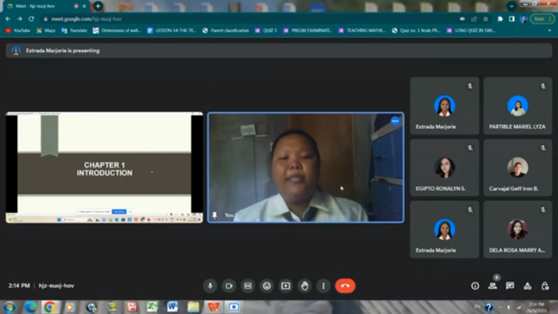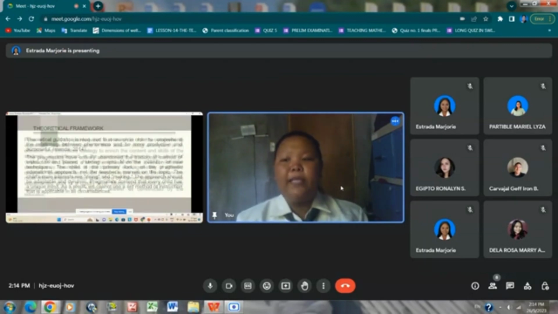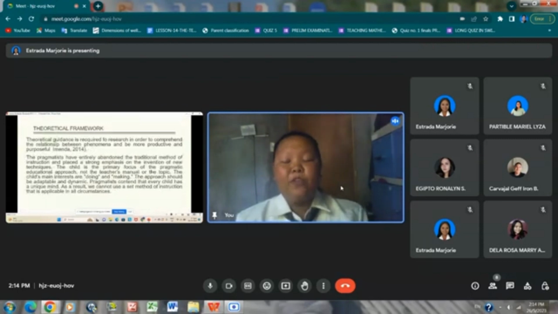So let's go to the theoretical framework. Theoretical guidance is required for research to comprehend the relationship between phenomena and be more productive and purposeful, by Emenda 2014. According to social constructivist models of assessment, active student participation in constructing learning activities such as lesson exemplars designed by the grade 6 science teachers is necessary for the students to gain knowledge and understanding of scientific concepts under the K-12 curriculum, by Ross, O'Donovan and Price 2010.